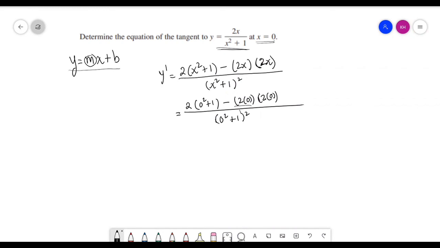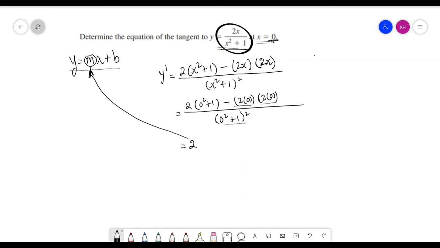So as you can see, 2 times 0 and 2 times 0, this is going to be 0, so we don't really need to worry about that. This is going to be 0 square plus 1, which is going to be 1. 2 times 1 is 2. And in the bottom, we're going to have 1 square, which is going to be 1. So we end up having the derivative as 2. So now we have our slope, the m value of the equation. We have our x value. If we plug in this x value into the original function, we're going to get our y value.